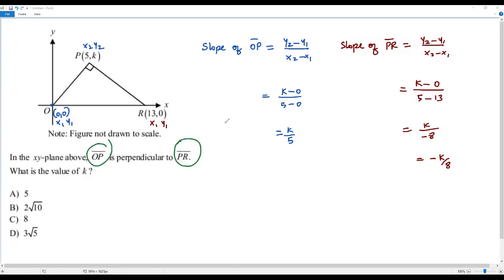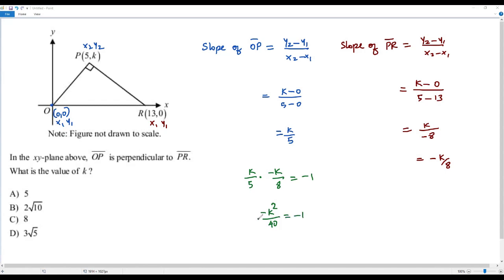Whenever two lines are perpendicular, the product of the slopes must be equal to -1. Since the line segments OP and PR are perpendicular, the product of their slopes must be equal to -1. That is, k over 5 times negative k over 8 equals -1. When I multiply k and negative k, I get negative k squared. Here 8 times 5 is 40. So negative k squared over 40 equals -1.